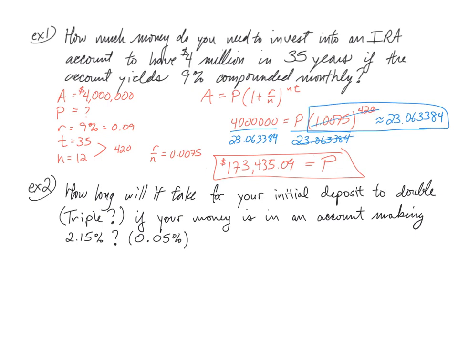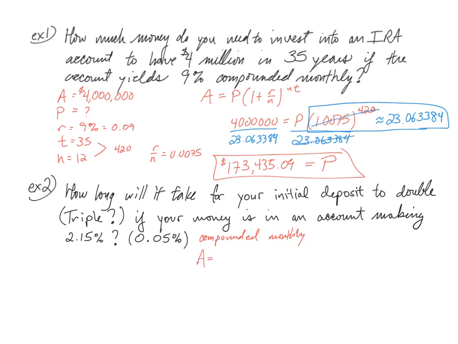All right, next, example 2. We have this question: how long will it take for your initial deposit to double or triple, we'll get to that too, if your money is in an account making 2.15%? And we'll take a look at 0.05% as well. So this is interesting for a multitude of reasons. Let's assume that since this is real world, we can say that this is compounded monthly.